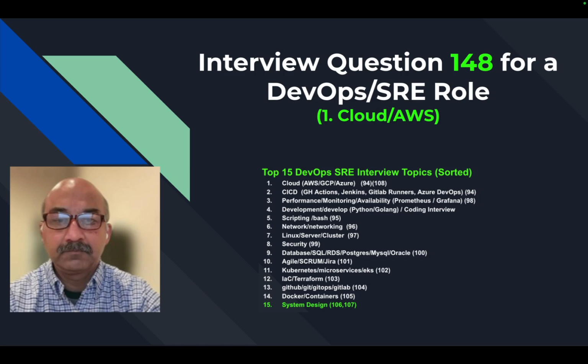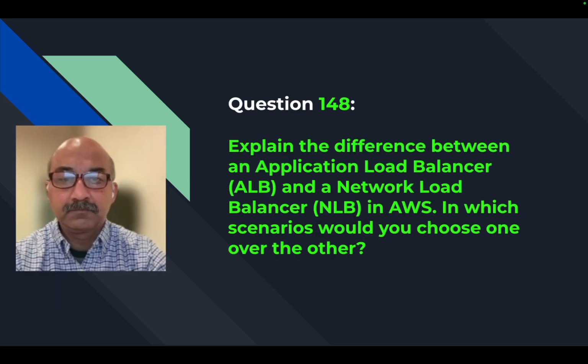In fact, this question could really be considered a networking question as well. But anyway, off we go. Explain the difference between an application load balancer, ALB, and a network load balancer, NLB, in AWS. And in what situations would you use either one?